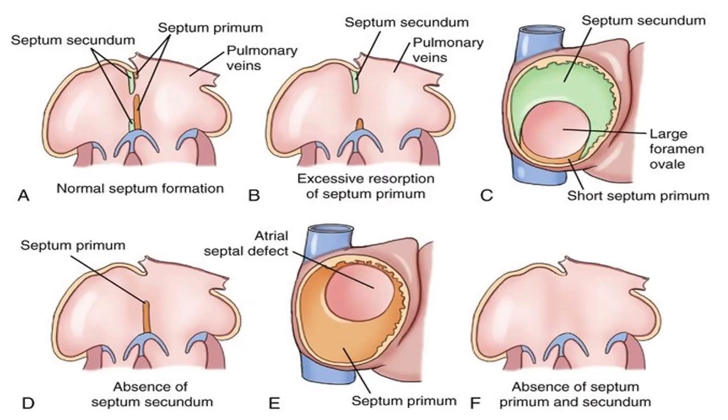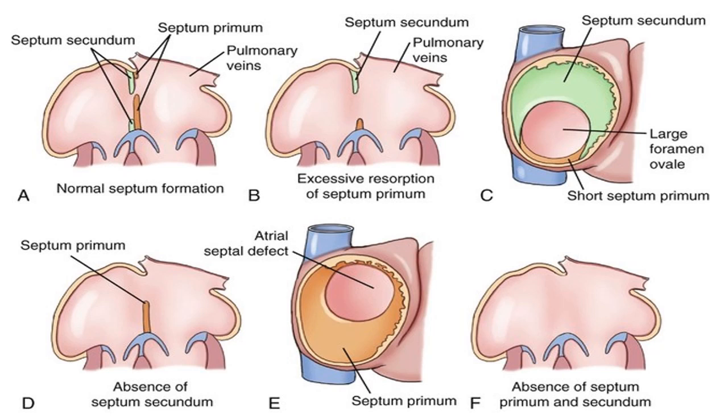In picture A, you can appreciate the normal formation of septum primum and an overlapping septum secundum. In picture B, you can see there is defective resorption of septum primum. As we all know, during fetal development, the atrial septum is formed by the fusion of two structures, the septum primum and the septum secundum. The septum primum initially grows down from the roof of the atrium, and as it approaches the septum secundum, a small opening called foramen ovale is formed.